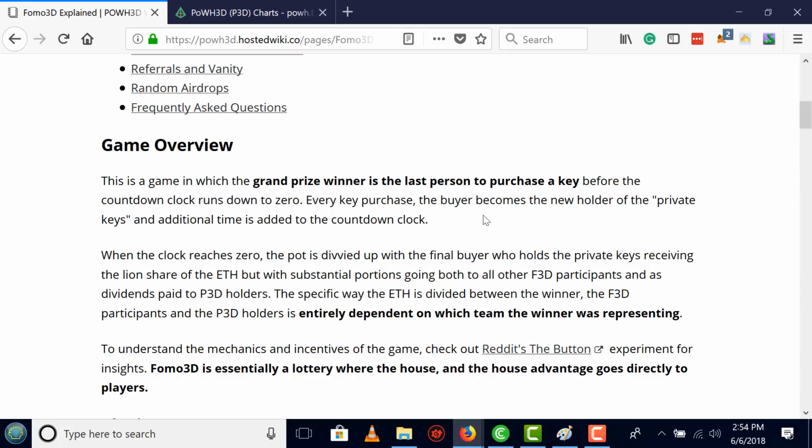Every key purchased, the buyer becomes a new holder of the private keys, and additional time is added to the countdown clock. When the clock reaches 0, the pot is divvied up with the final buyer who holds the private keys receiving the lion's share of ETH, but with substantial portions going both to all other F3D participants and as dividends paid to P3D holders. The specific way the ETH is divided between the winner, the F3D participants, and the P3D holders is entirely dependent on which team the winner was representing.